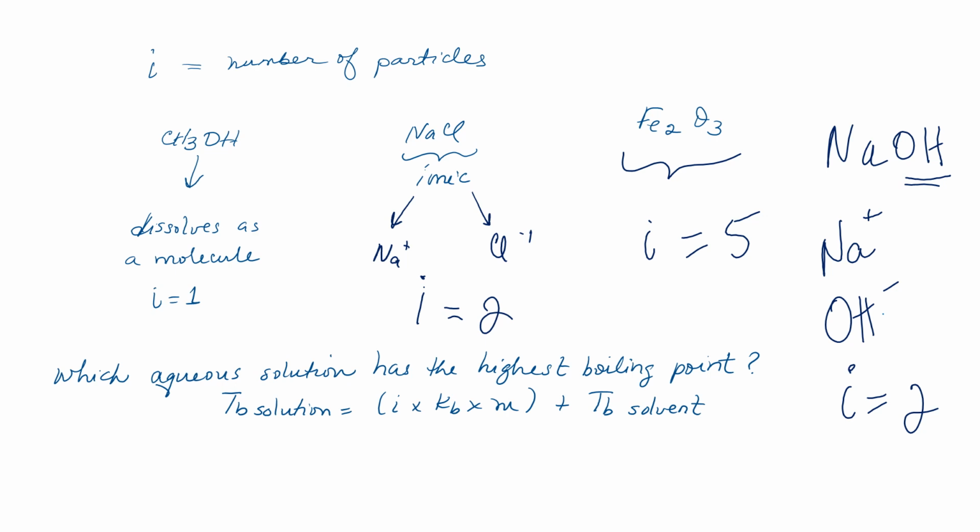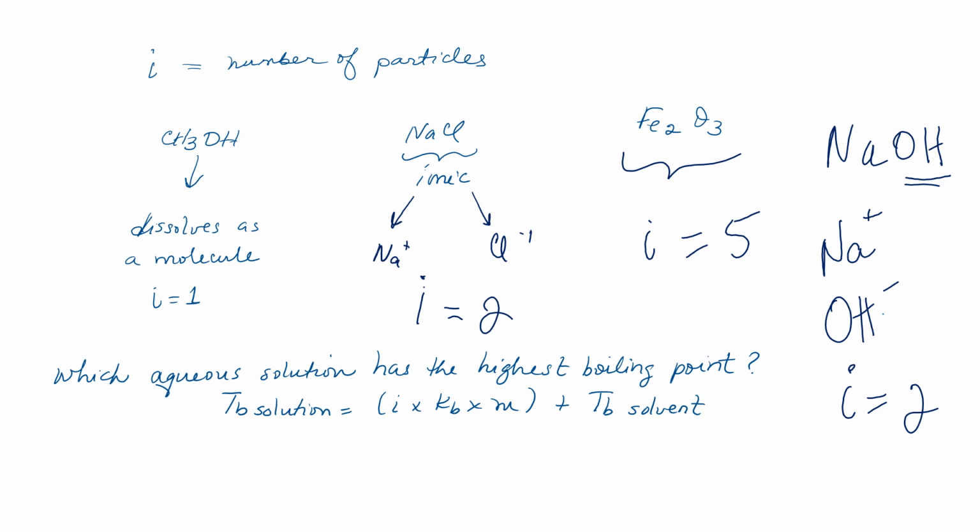So if you're comparing a solution where the concentration is 3 molal for, let's say, the methanol, the first one here, and then you have a solution that is 3 molal for the sodium chloride. The numerical value of i for the methanol is 1. But when you have sodium chloride, the numerical value of i is going to be 2.